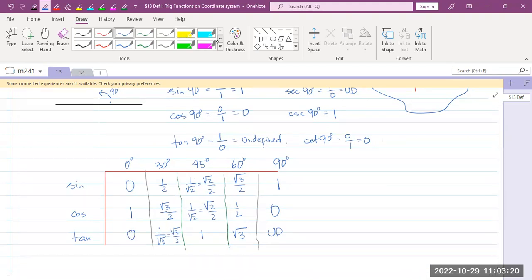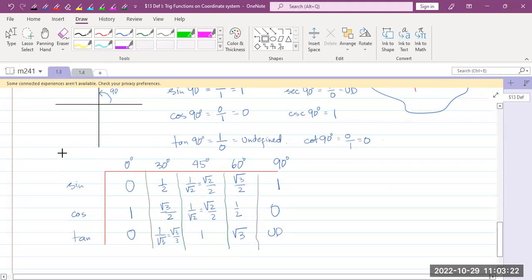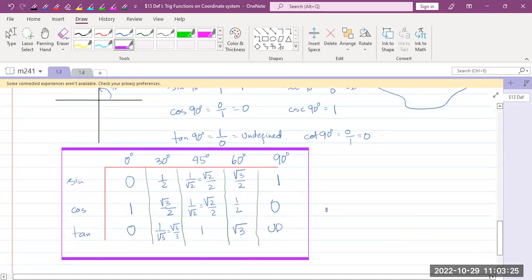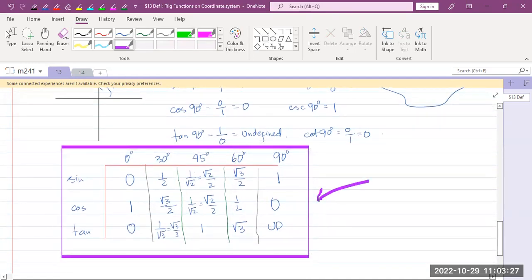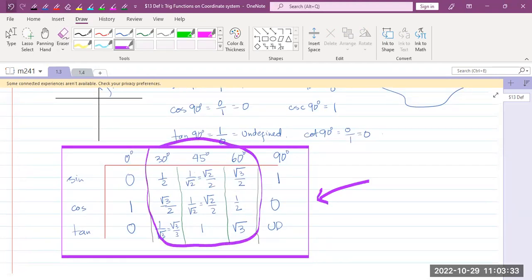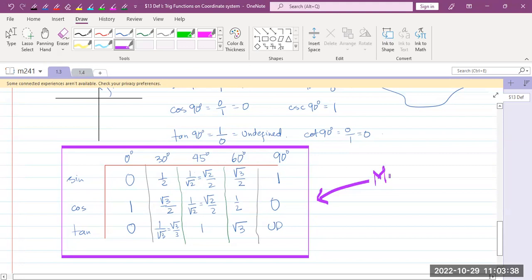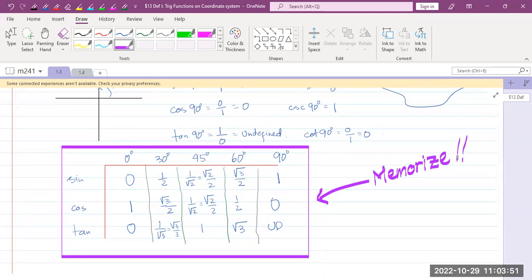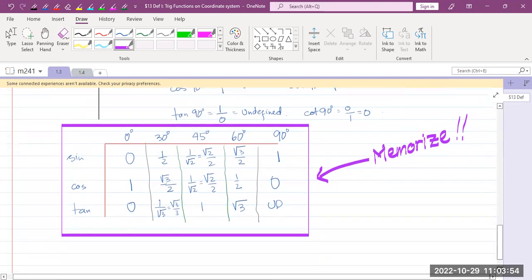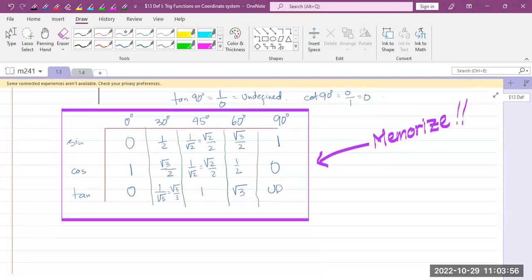Now I need you to memorize this. You should already have memorized this part, and the one in the middle. Now add these two special angles. Memorize. The faster you memorize this, the more likely you are to be successful in this class. Okay, now let's go on. Example 3.